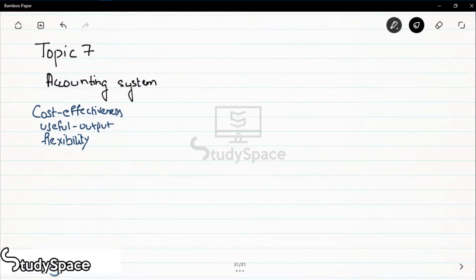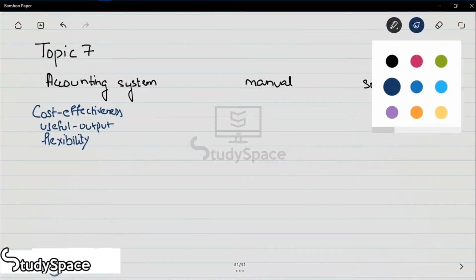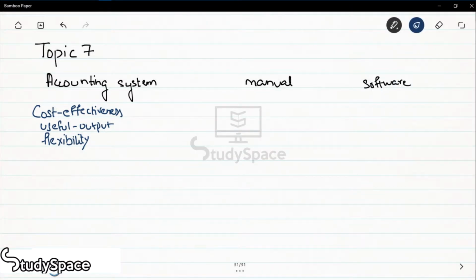There are two different types of accounting information systems, the first being manual and the second being a software. The most common type of software accounting system is called the ERP, Enterprise Resource Planning.